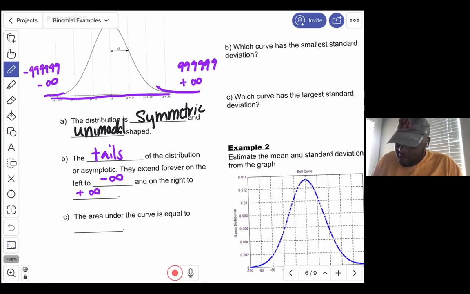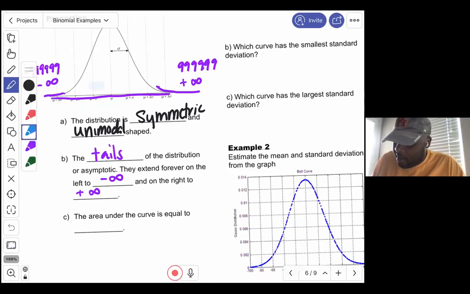And then the last thing you need to know is this: all of the area underneath this curve, because we're dealing with probability, and in probability, all of the total values in a distribution always add to 1.